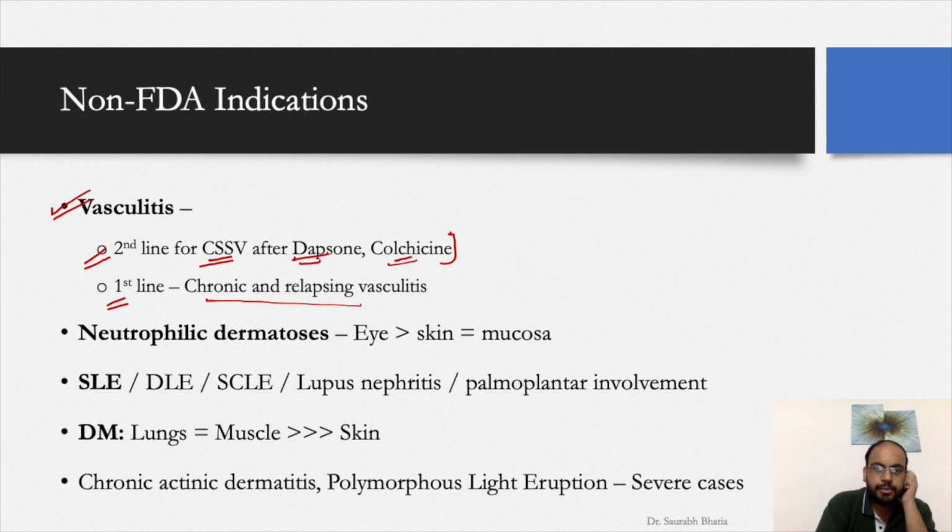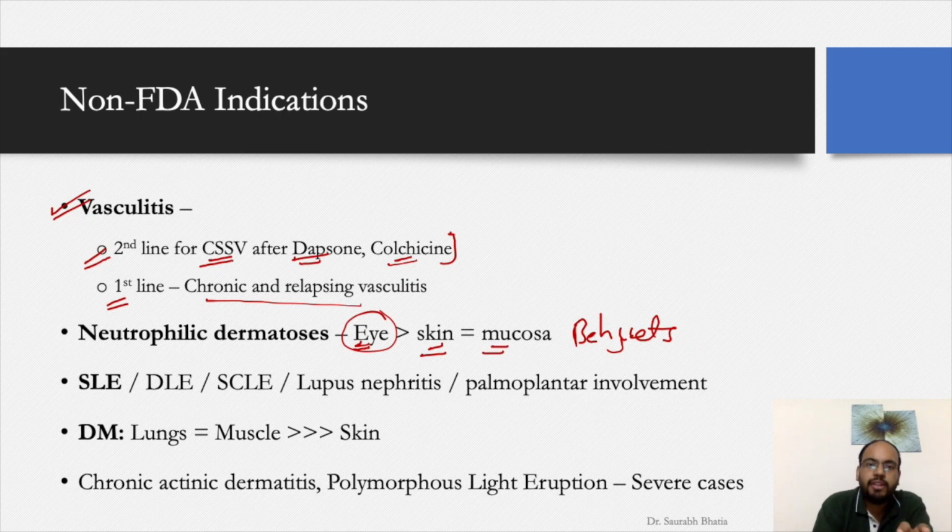In neutrophilic dermatosis, and we are speaking more in the context of Behcet's, it has been found that eye symptoms show much more resolution as compared to skin, while mucosa have similar resolution. So it's much more useful when ocular symptoms are predominantly present. In lupus like SLE, DLE, SCLE, lupus nephritis, or a person who's having significant palmoplantar involvement with DLE lesions, azathioprine can show a significantly good effect.